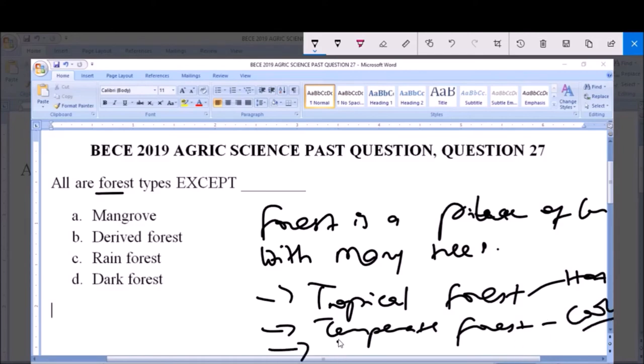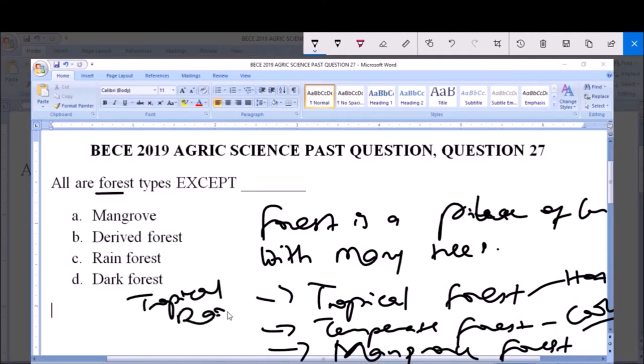We also have the mangrove forest. And then we also have the rainforest. The tropical forest is also known as the tropical rainforest. And then we also have what we call the derived forest.